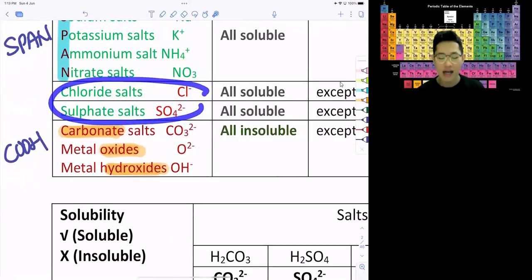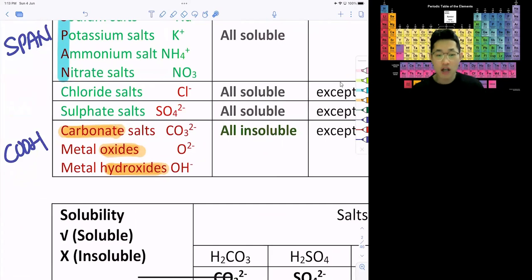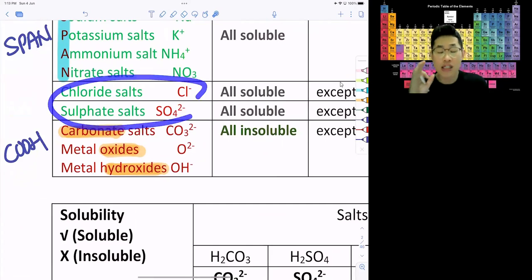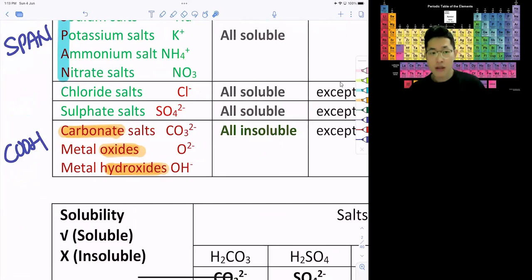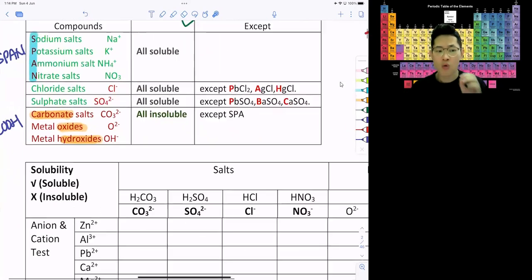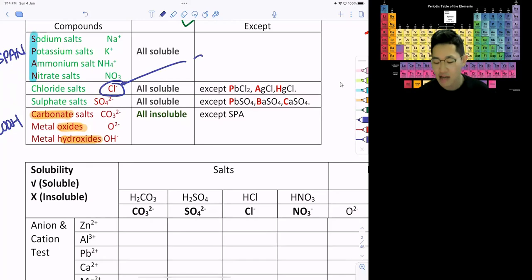Moving on to the last part. We have chloride and sulfate. The salts here are mostly soluble. Mostly soluble means most of the time they dissolve in water. So that means there are sometimes when the salt cannot dissolve in water, except for chloride salt, Cl. We call it the roti canai. Remember? Last time we got a roti canai.